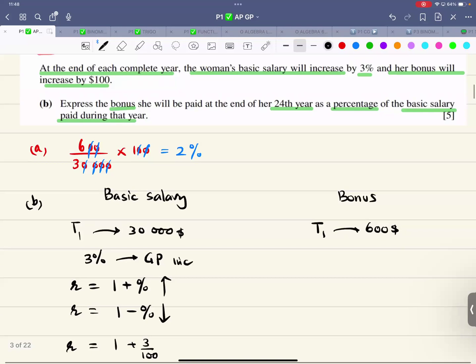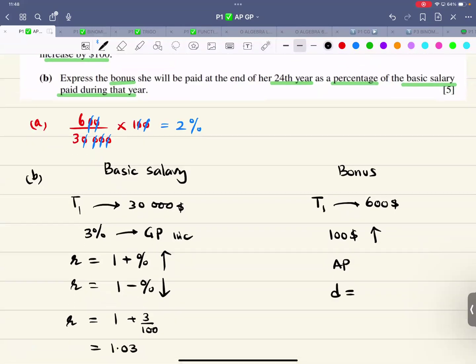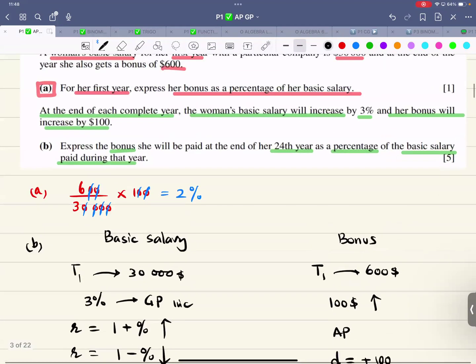Let's talk about the bonus. Her bonus will increase by $100. So there is a $100 increase. That means this is an AP. So the common difference over here is positive 100. This is the first thing that you need to realize. The percentage thing is trivial, that is secondary. Now it says express the bonus she will be paid at the end of her 24th year. Every year she gets a bonus. It's not about the sum, it's about a particular term. At the end of the 24th year, as a percentage of the basic salary.